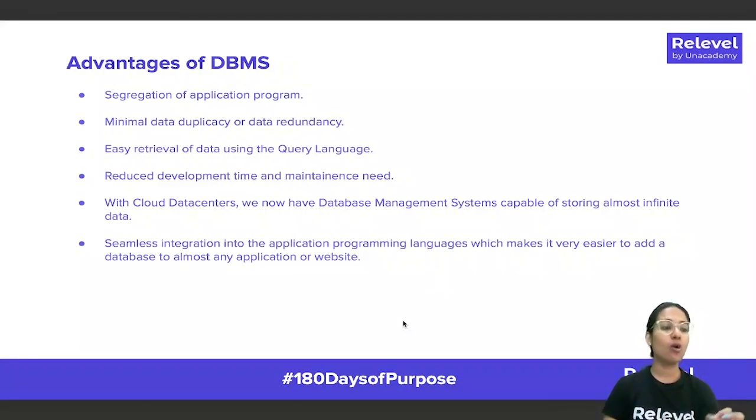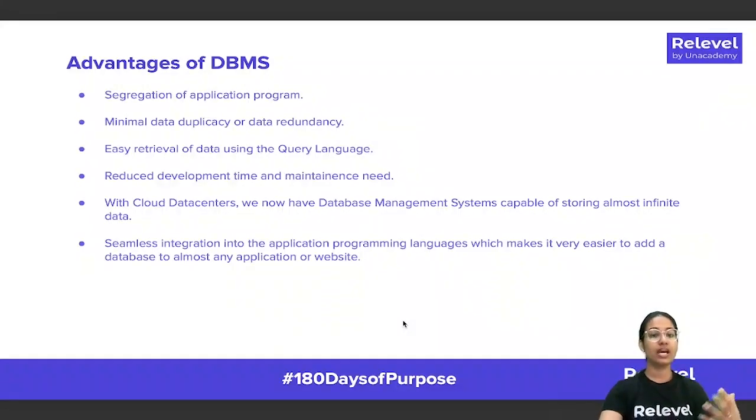Another point is that with cloud data centers, we now have database management systems capable of storing almost infinite data. Earlier, you had information that you wanted to store, but it was being stored somewhere else, in big data centers which have big machines. I think GitHub recently introduced the idea that they are making their data centers in very far secluded areas, I think Antarctica or somewhere, to store all your information. Even companies like Google and Microsoft have big data centers which are storing all the information.